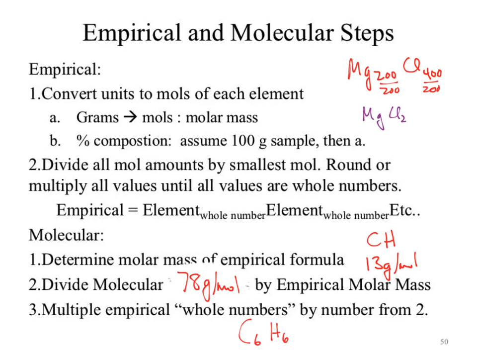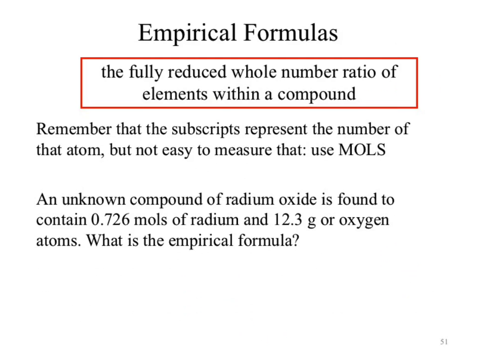Okay. So that's an awful kind of process because we're just looking at steps. So let's put it all together and actually solve it. An unknown compound of radium oxide is found to contain 0.726 moles of radium and 12.3 grams of oxygen. What is the empirical formula?